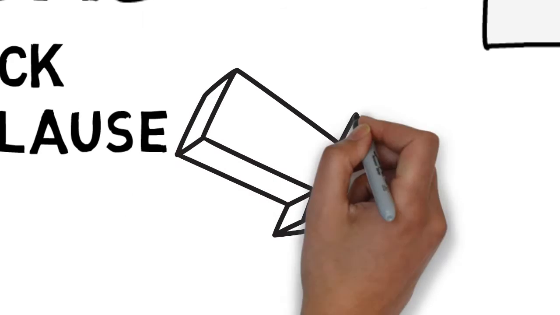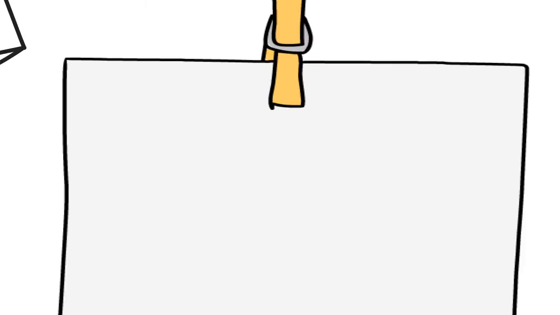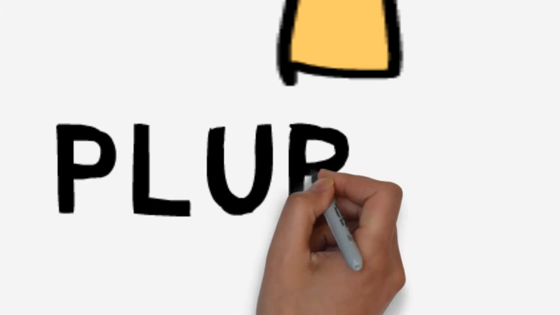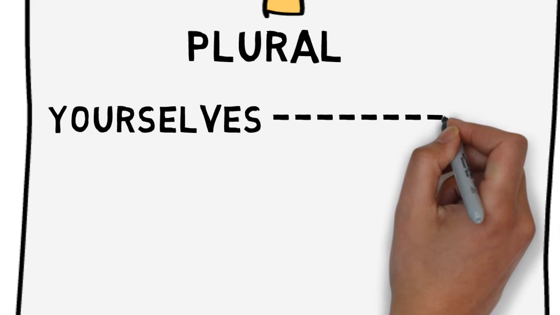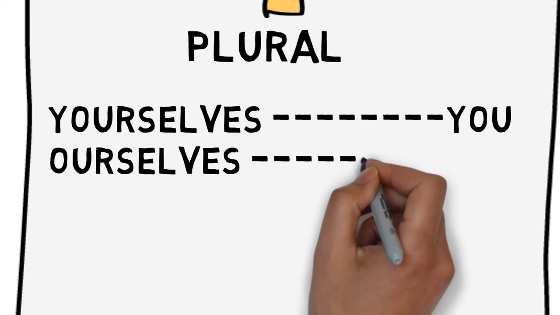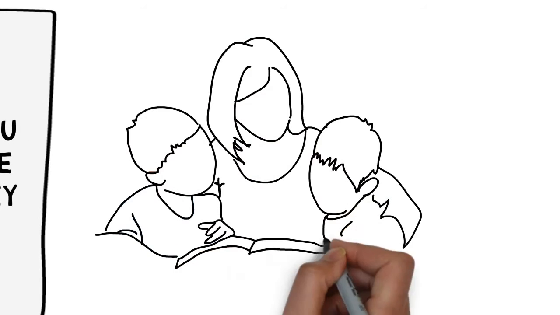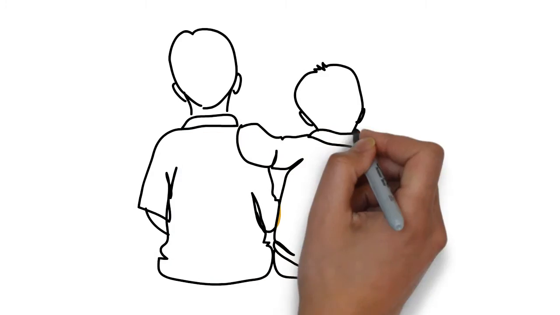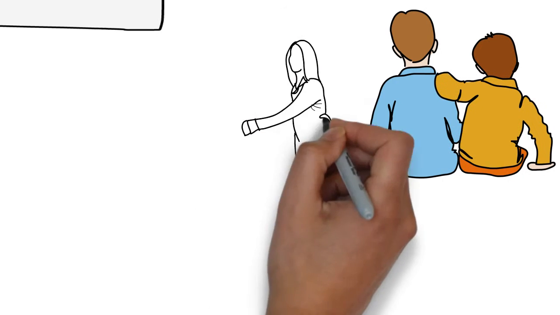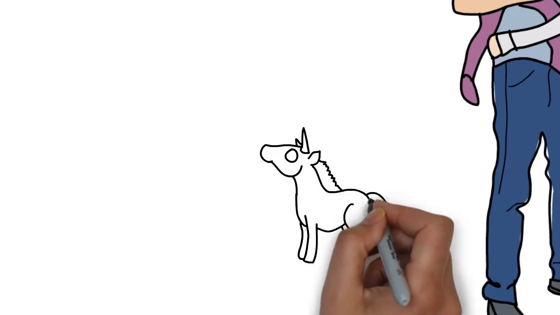And the second type is the opposite of singular, of course, plural. The plural ones usually end with selves: yourselves, ourselves, themselves. So you, mother and sons, you and your friends, perhaps a family consists of father, mother, and their children. It can be the animals too, if there is more than one.